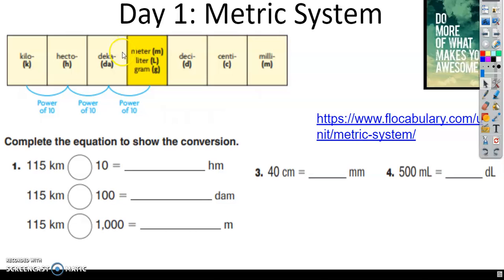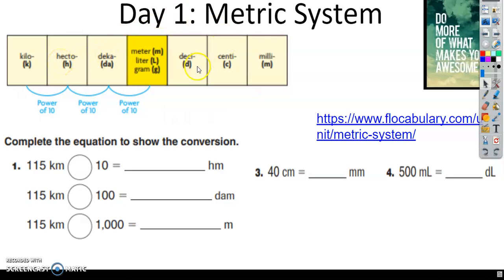So we would have decameters, decaliters, and decagrams. Then we would have hectometers, hectoliters, and hectograms. Finally, kilometers, kiloliters, and kilograms. Some of those sounded familiar. I know deca and hecto might not have been.